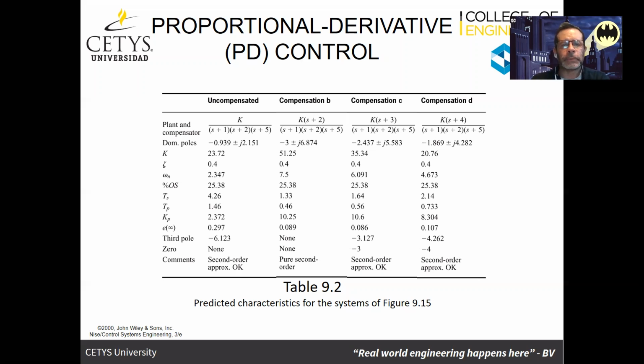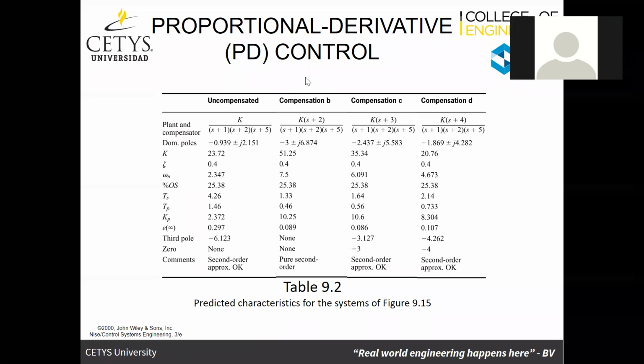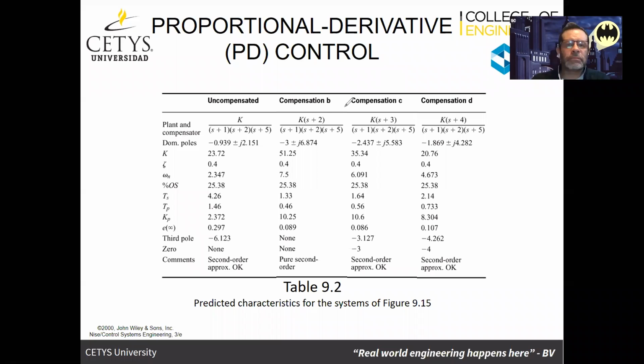Pablo, shoot. I'm guessing simplification, like S plus 2 multiplying K, and there's also an S plus 2. Correct. So notice what's happening. By adding the compensator, I'm mathematically eliminating this component. And what's left are these two that give me a second order system. That's why it says here on the bottom that it's a pure second order system.